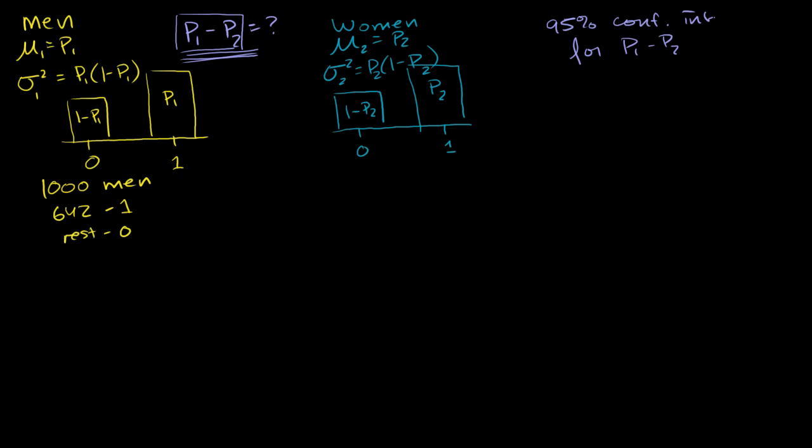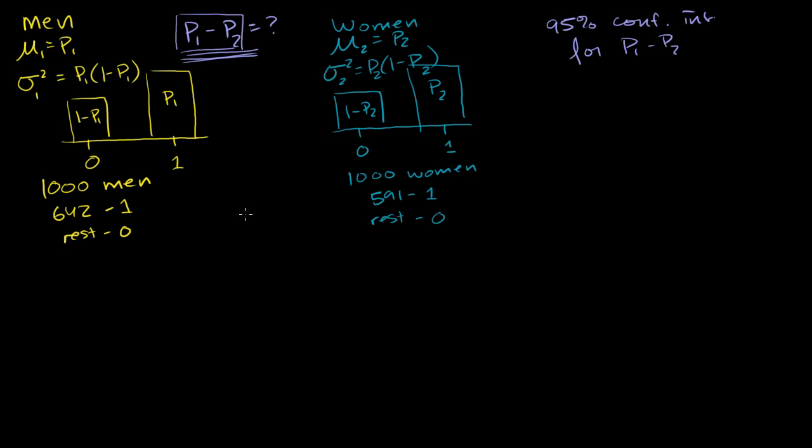And we do the same thing with women. We survey 1,000 women who are likely to vote, but we survey them randomly. And let's say 591 say that they will vote for the candidate, and the rest say that they will not vote for the candidate. So just based on our sample proportions, or our sample means, it looks like there is a difference, but we still have to come up with our confidence interval.